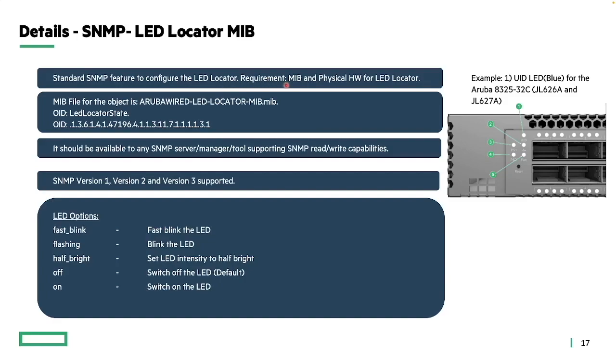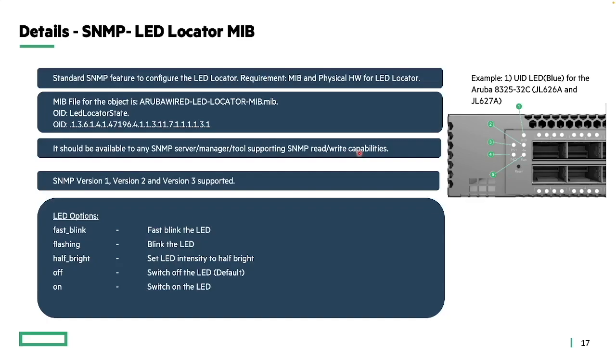The requirement for this particular MIB would be the MIB of the LED locator itself and physical hardware, meaning OBS would not support this. The MIB file for the object is under the Aruba wired LED locator MIB folder, and the specific OID for that is this. It should be available to any SNMP server manager tool supporting SNMP read-write capabilities. We can use this to set the lights. Now, all three versions of SNMP are supported to configure or use this.